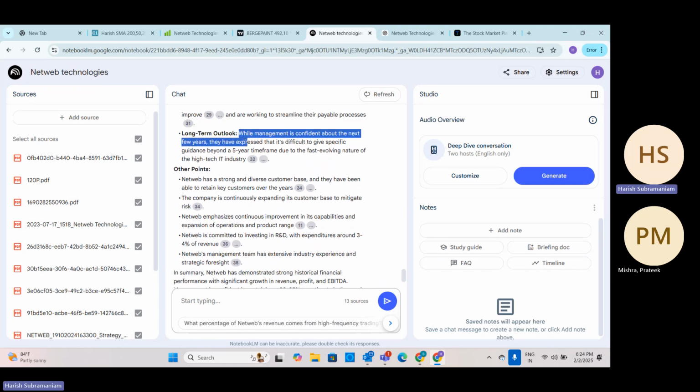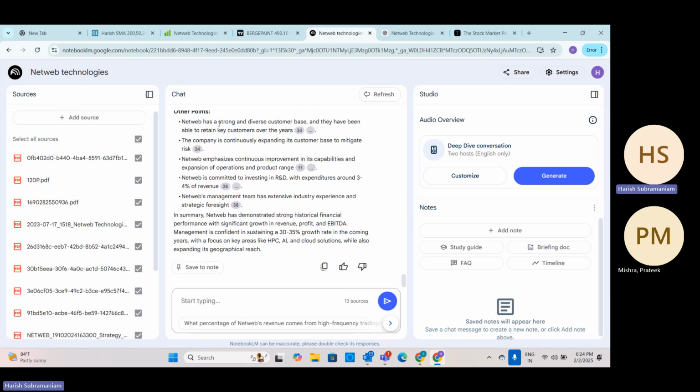The management is confident about the next few years, but they are saying beyond 5 years, we can't say anything. No one can say anything. It's generally difficult because it's in the tech space. We don't know what new technologies might come. Okay.